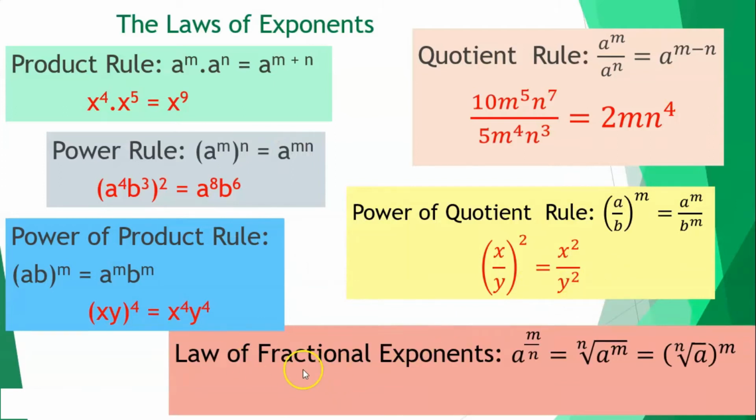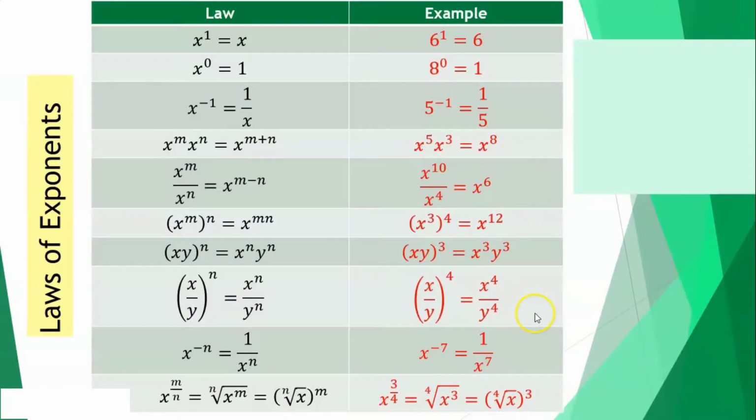Another, we have the law of fractional exponents, in which a to the power of m over n is the same as the nth root of a to the power of m, or that is the nth root of a, to the power of m. So just like this, x to the power of 2/3, that's the cube root of x squared, or that's the cube root of x, to the power of 2. Okay, now take note, these are basically the laws of exponents with their corresponding examples.